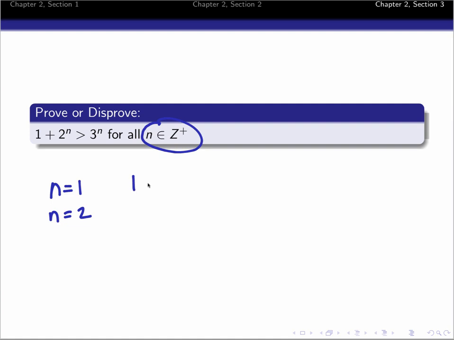So if I have 1 plus 2 to the 1, is that greater than 3 to the 1? That's also asking, is 3 greater than 3? No. So I already disproved it. So to disprove, you only need one example. There's one example. I showed it didn't work, so it cannot work for all of them. Done. Trying to disprove stuff is a lot easier than trying to prove something.